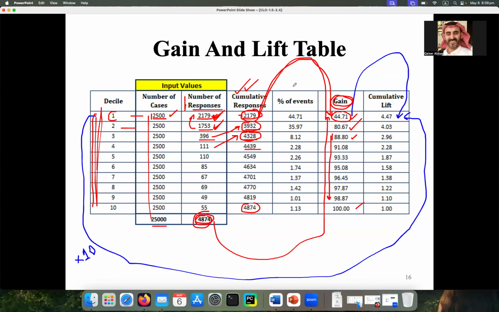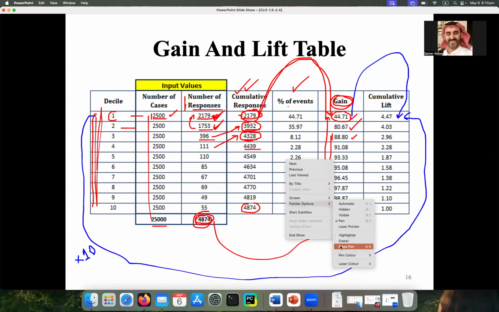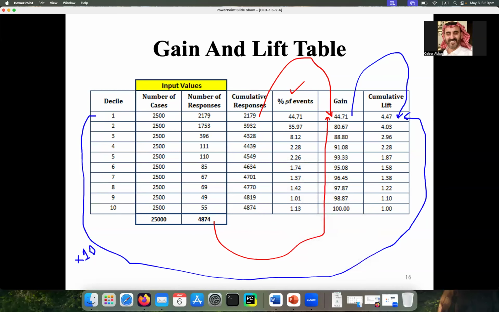But how are we calculating this column, percentage of events? This is a little different from the gain. So let's have a look. This value 2176, you don't have to focus on this column for calculating this value. This and this are the same, so it can create confusion. So focus over it.